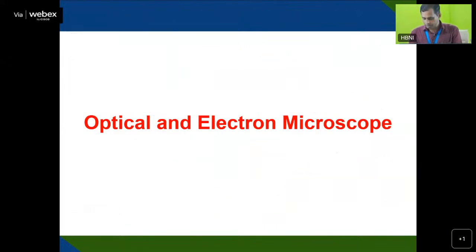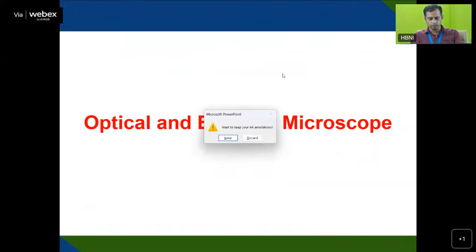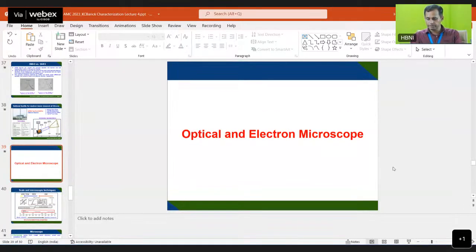So we'll take a 2 to 3 minute break, and then we'll go to the other topic, optical and electron microscopes. So far I have discussed neutron and X-ray scattering techniques. In the next class we will mainly study the electron microscope. Today I'll give a little introduction about optical and electron microscopes. So we'll wait for 3 minutes and then we'll continue the lecture.